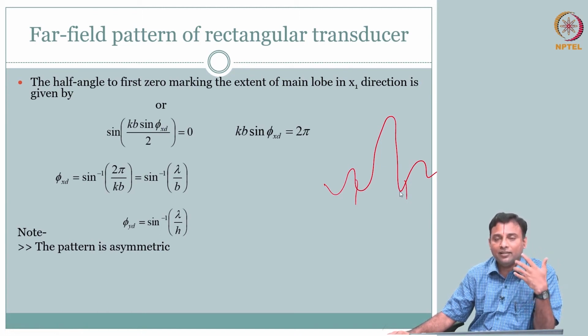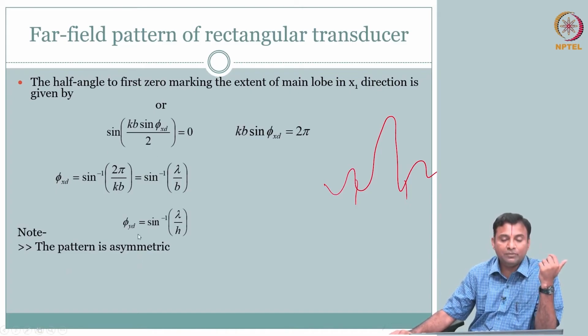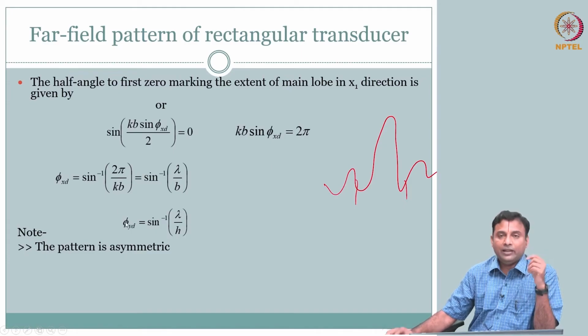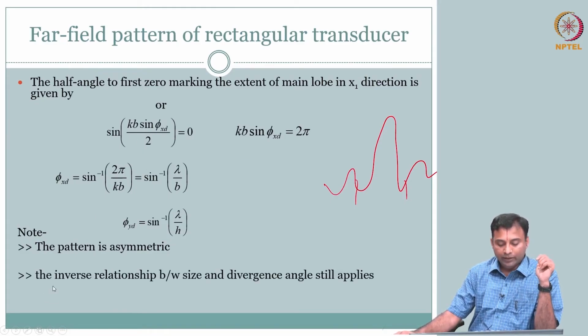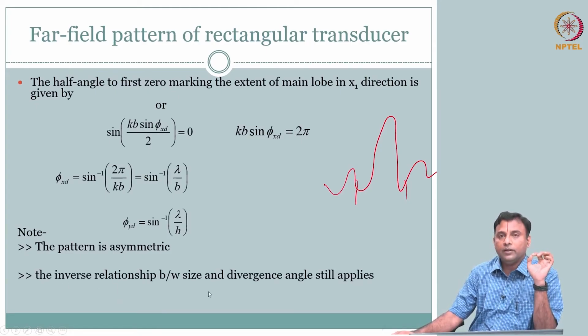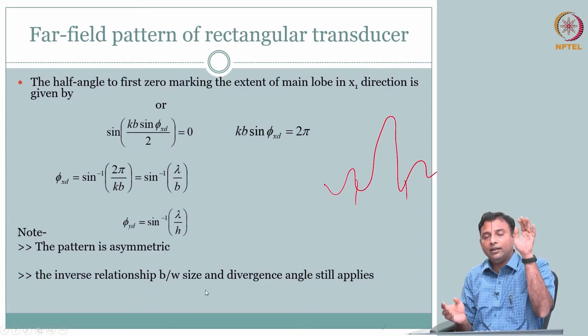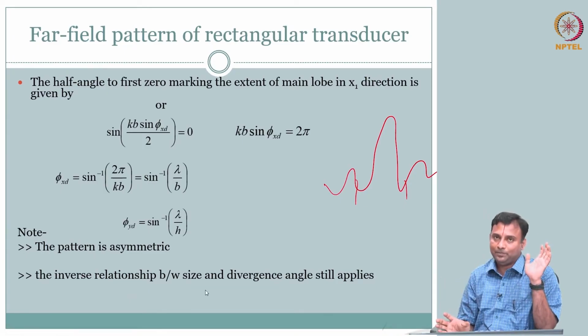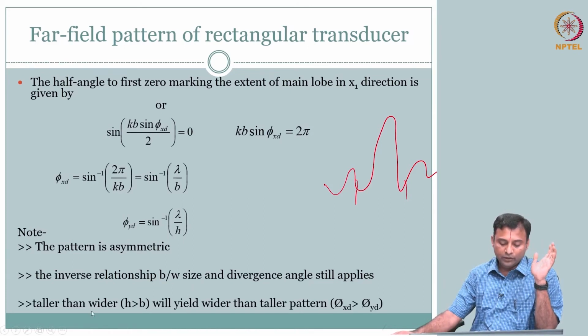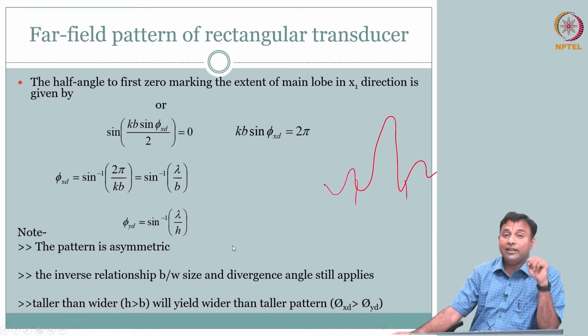I didn't mention that, I forgot. So, here it is symmetric, whereas in the rectangular case it is not symmetric. The divergence is different in different directions because the dimensions are different. One is b, the other is h. So, the inverse relation still holds good, that is, the larger the dimension, the less divergence in that direction. Okay, so that is important. In this case, for example, a taller than wider transducer shape will yield a wider than taller pattern. Okay, so this is very important.